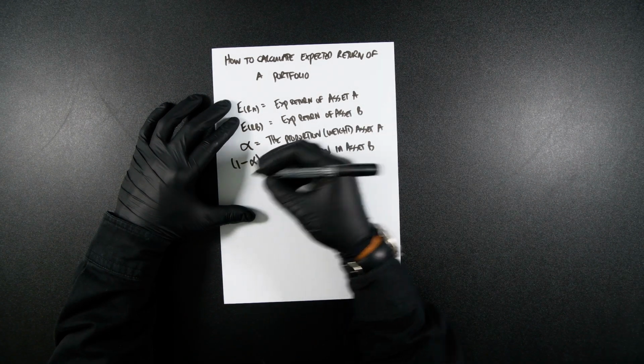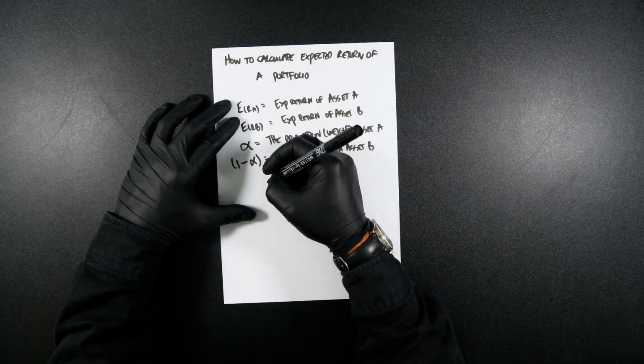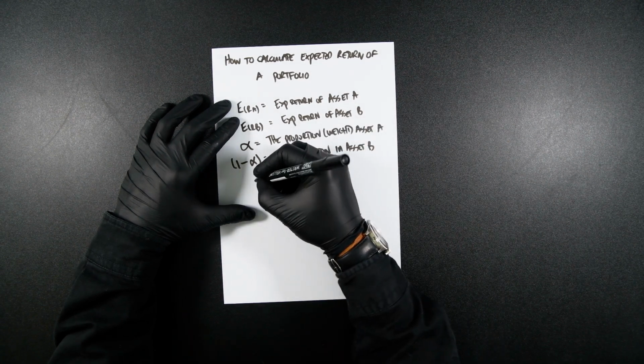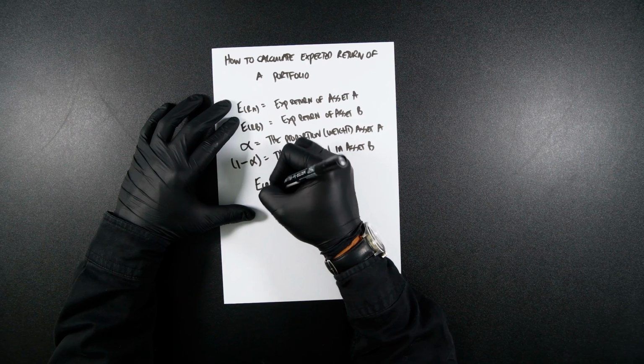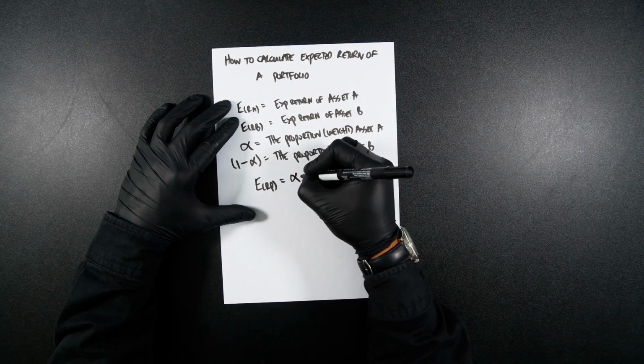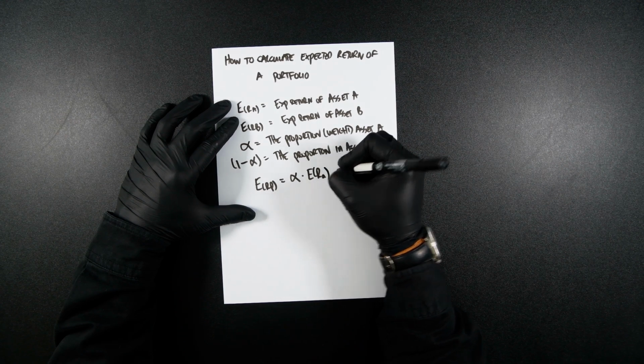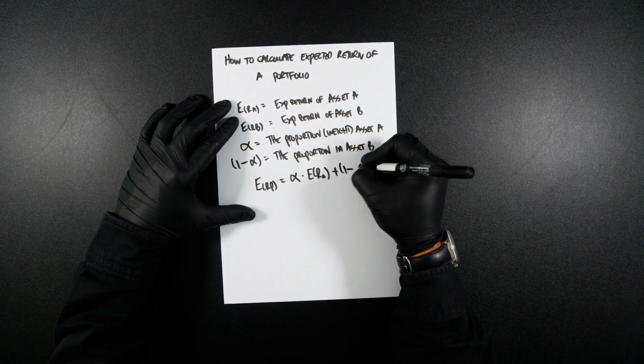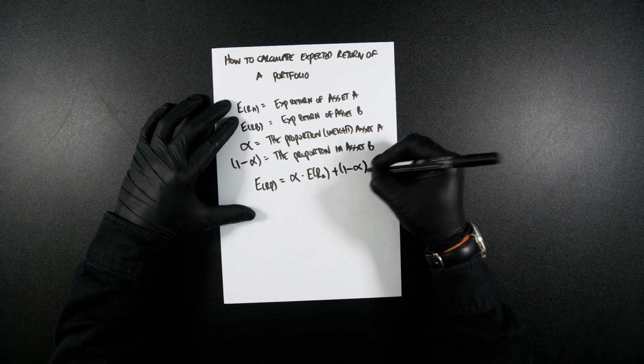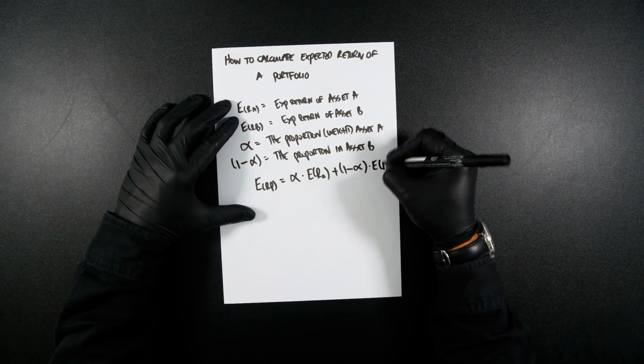So we can now formulate some sort of equation from this. So we want to know what the expected return is, which is going to be reverse fish times ERA plus 1 minus reverse fish times ERB.